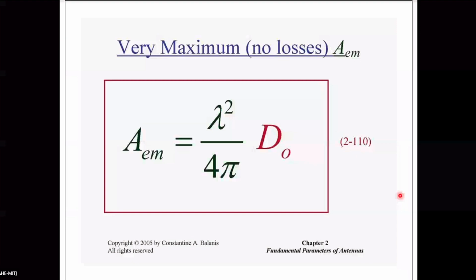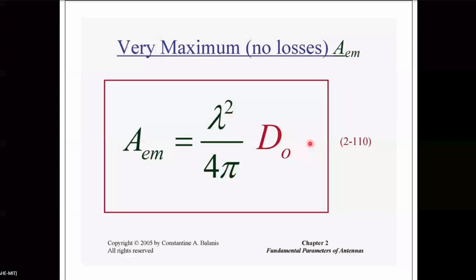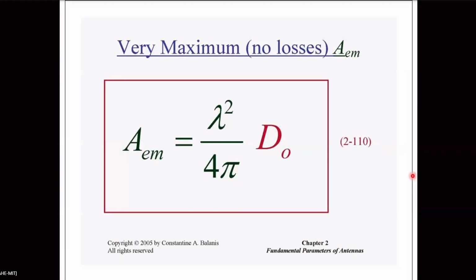If this derivation is not there in the slide, I will send it through WhatsApp, okay? AEM, this is a very important derivation. AEM is given by lambda square by 4 pi into D naught. AEM is related to directivity. So this is an important derivation. If it is not given in the slide, I will send it through WhatsApp.